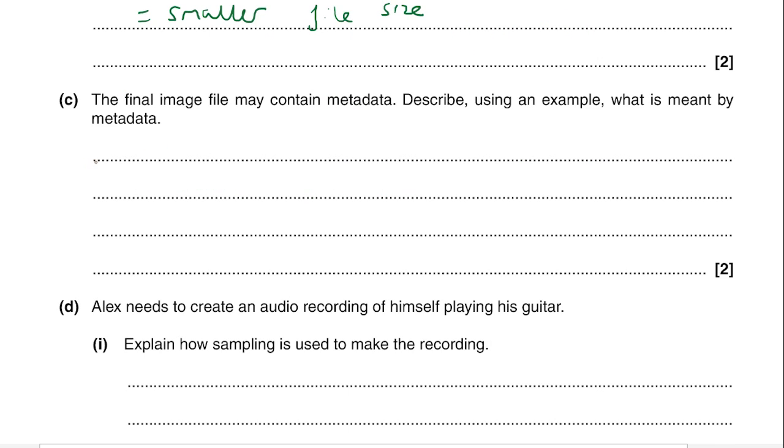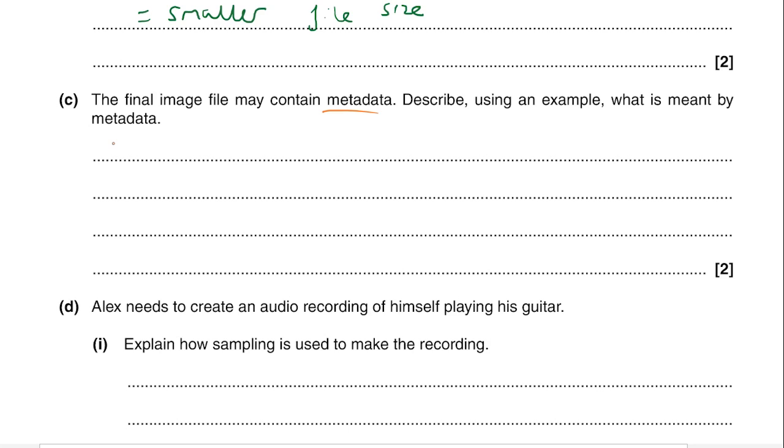Right, the final image file may contain metadata. Describe, use an example. They're hot on the examples here. What is meant by metadata for 2 marks. So relatively simple if you know what metadata is, obviously. So metadata is data about data. So it's stored alongside your raw data with extra stuff. It's often used to help format it, for example, or just to help you. Like if you take a photo using a fancy SLR camera, it will save a model name and things like, I don't know, the exposure or whatever. So it just contains data about data.